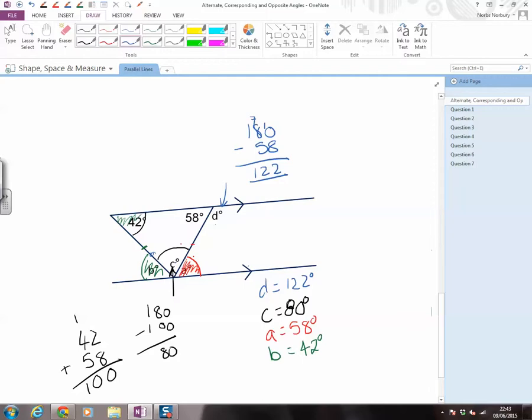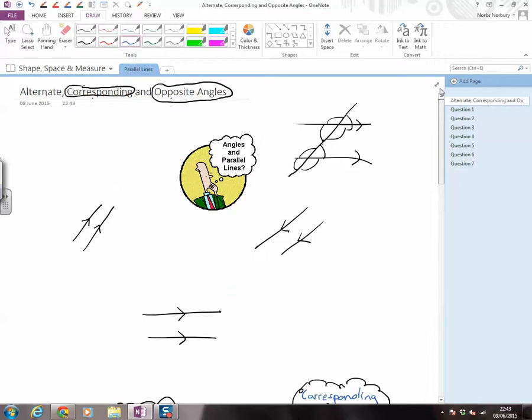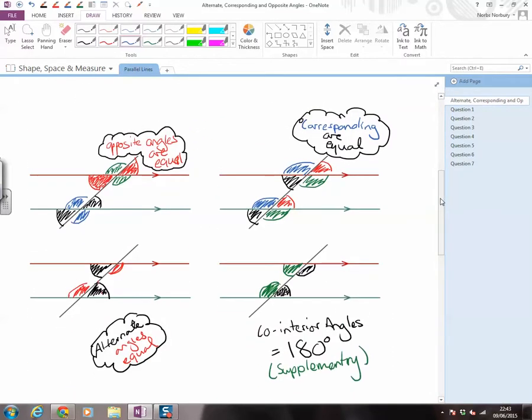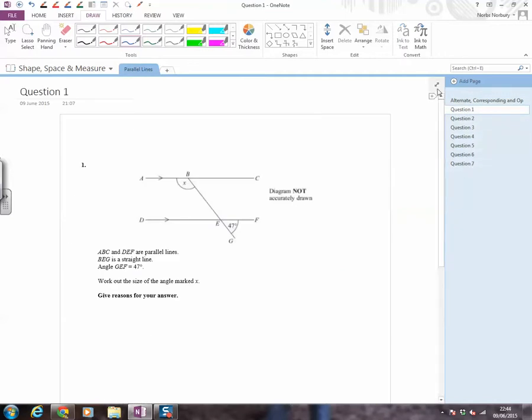Now hopefully you can pause and rewind this video at any time, but that's everything we need to know on opposite and corresponding and alternate angles. Now what I'm going to do, as you can see here, there are 7 exam questions to do. I'm going to take my time working through each of the questions. I'm going to show you the question and then I will ask you to pause the video before I attempt to answer the question. So here we go. Here's question 1. Remember to pause the question.